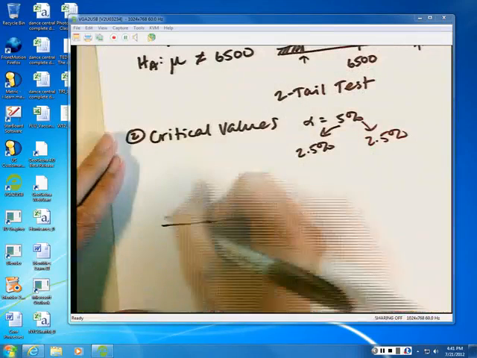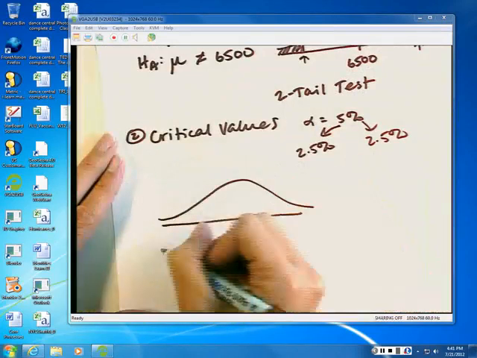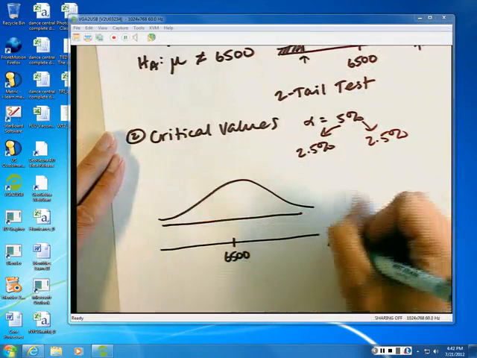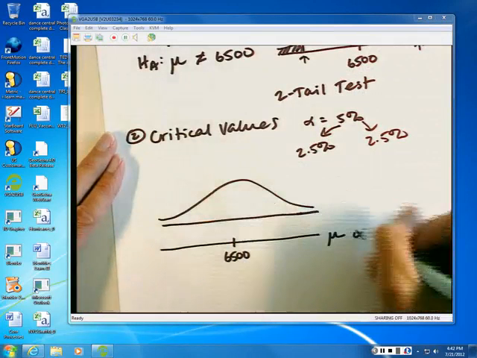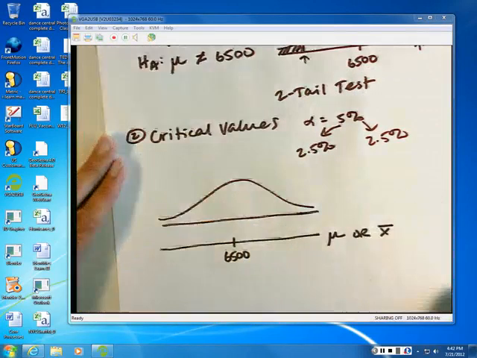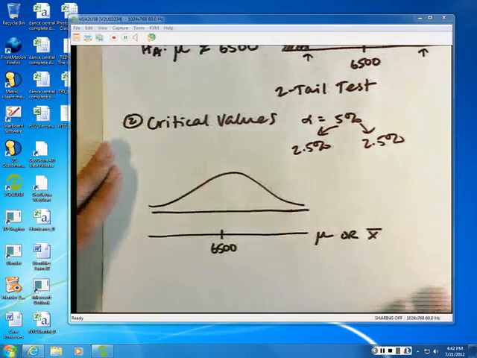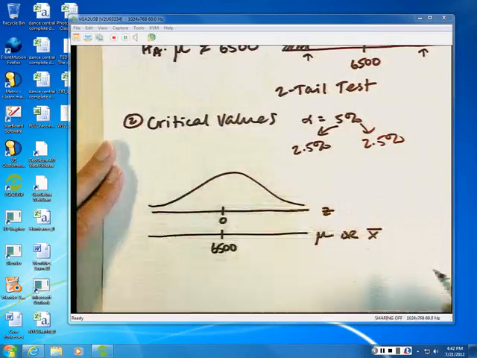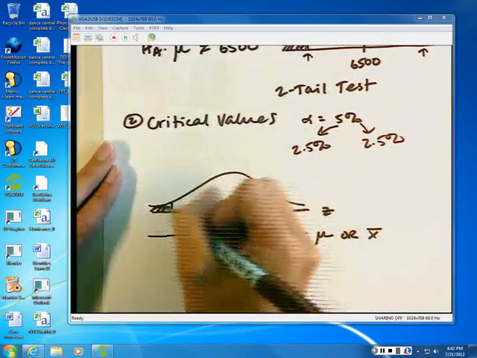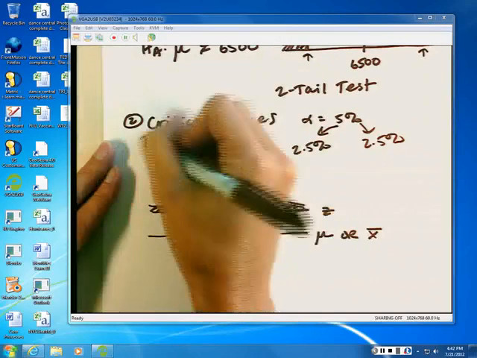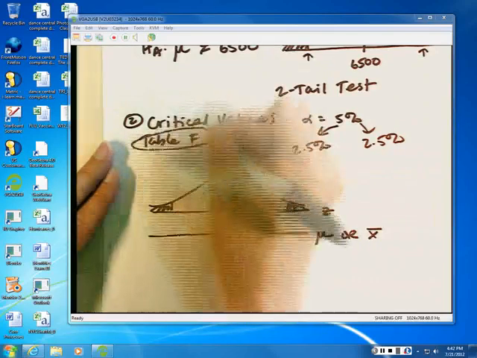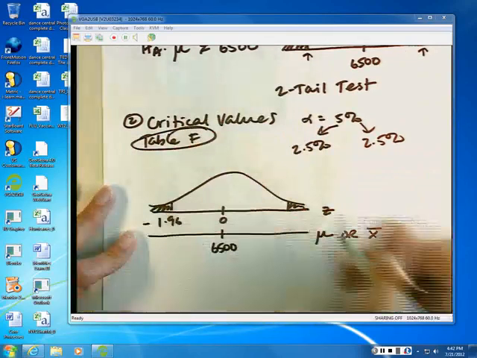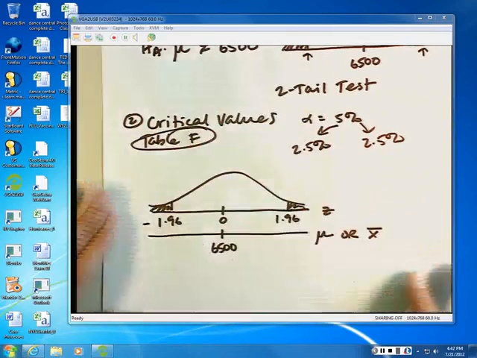So when I put this together, let me redraw. I'm going to put the 6,500 down here. This is my mean, so I look at sample means. So that's my sample mean. And as I convert those to z-scores, the z-score for a mean is 0. The z-score from table F, which is so nice, is 1.96. Less than 0, so that one's negative. More than 0, so that one's positive. So that's step number 2.